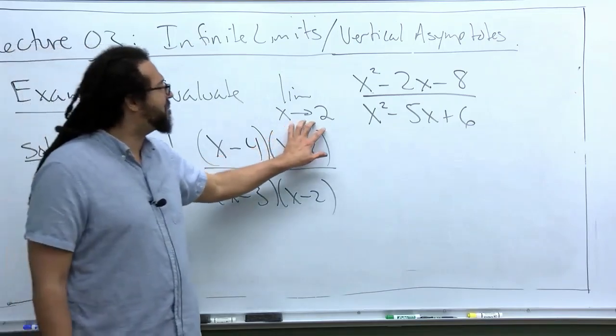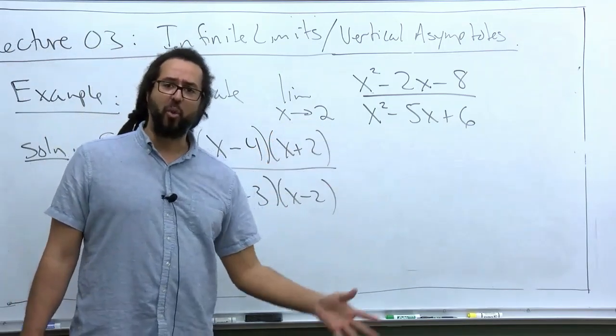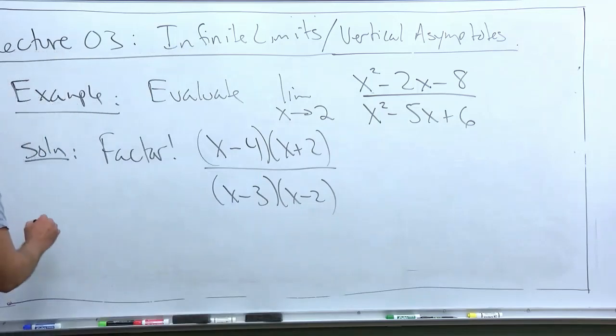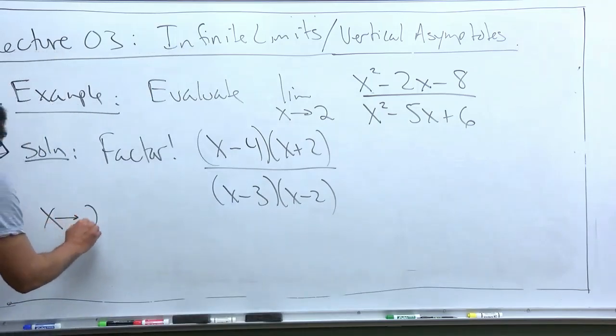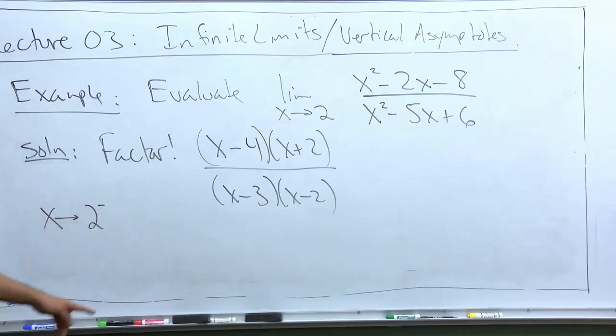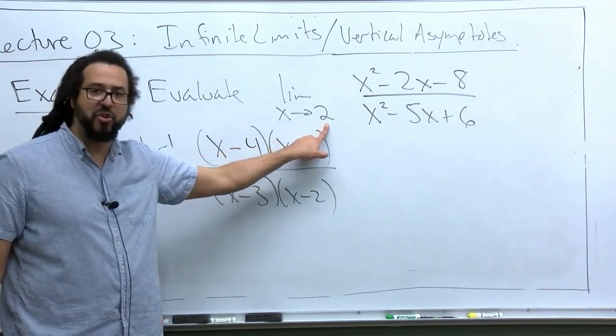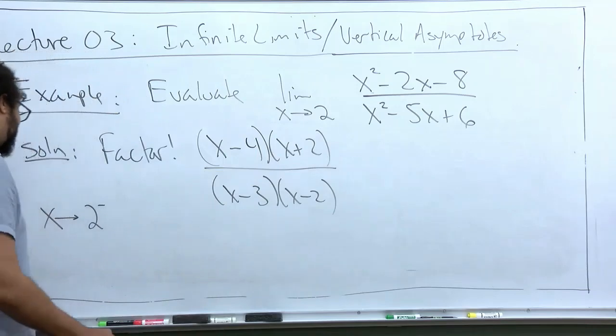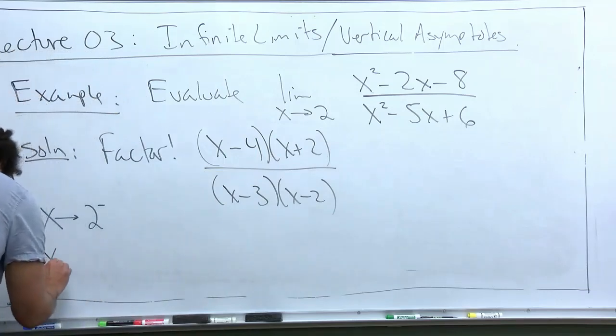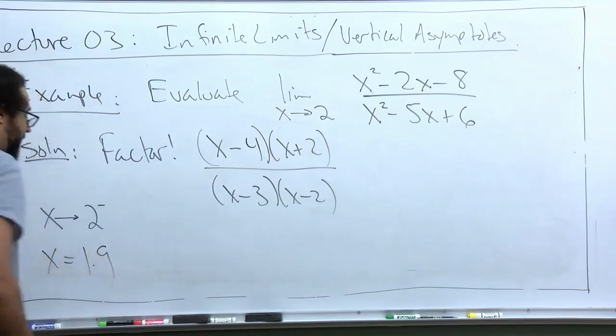So in order to compute the limit, I need to check two one-sided limits. When I look at x approaches 2 from the left, I want to look at numbers that are close to 2 and less than 2. So let's try x equals 1.9.